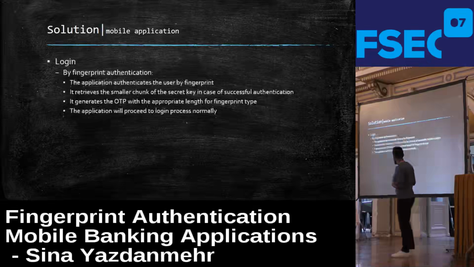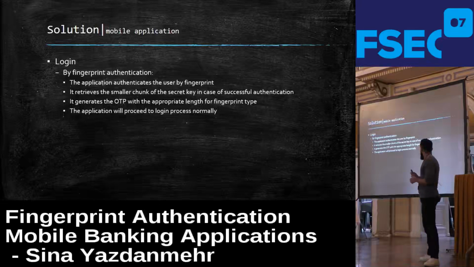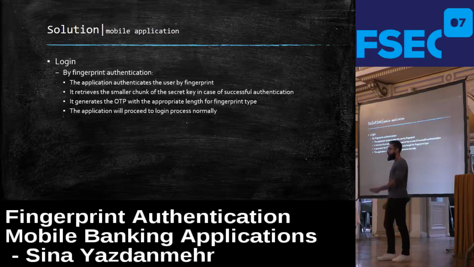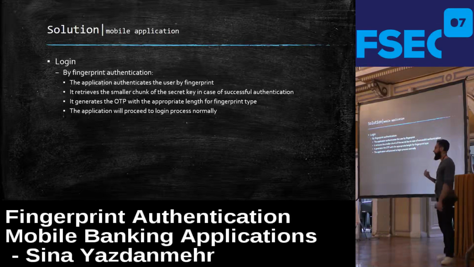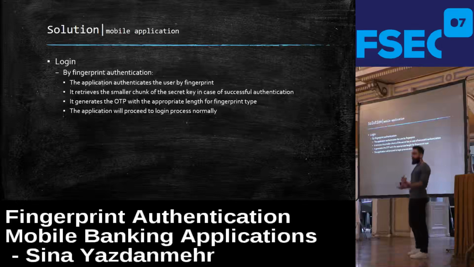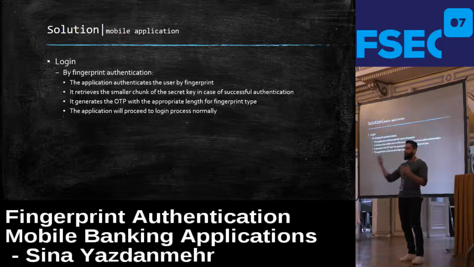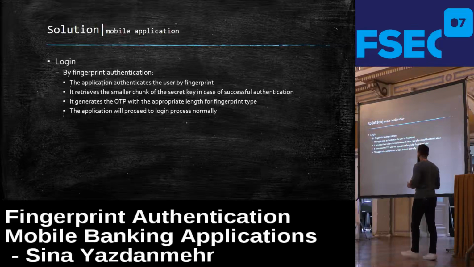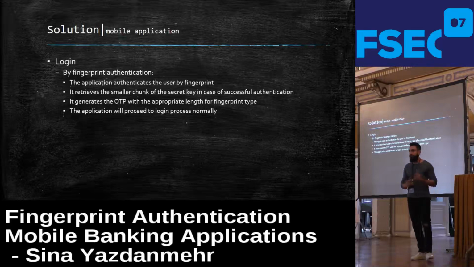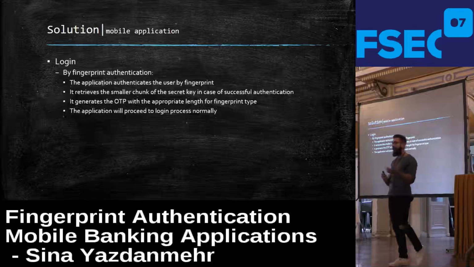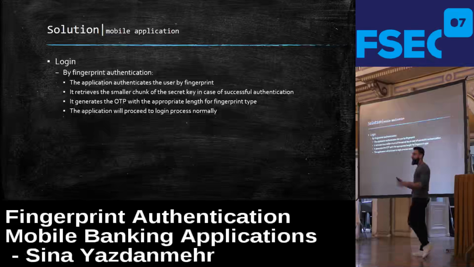Now, the login process. By fingerprint authentication, if the user wishes to use it, the application authenticates the user by his fingerprint. In case of successful authentication, the mobile app is able to fetch the encryption key from the key store, decrypt the smaller part of the secret key, generate an OTP, and log the user in to the system. All other steps will be the same as in the past.